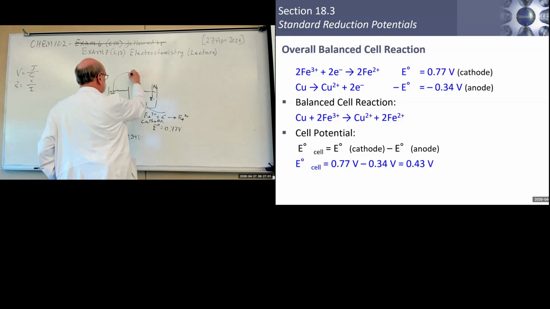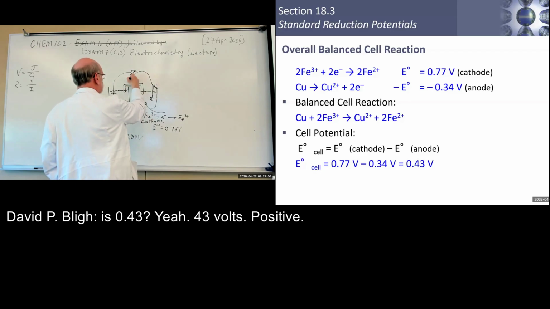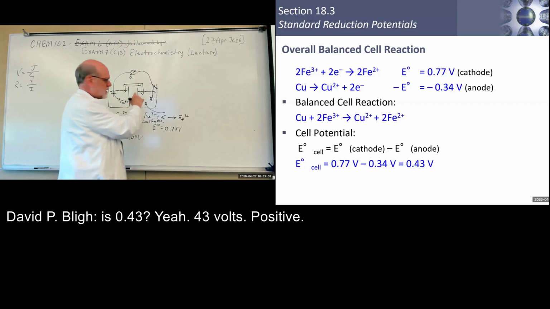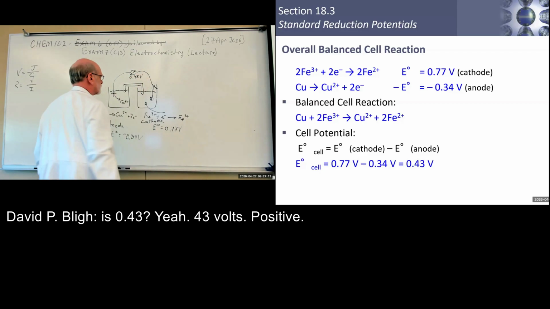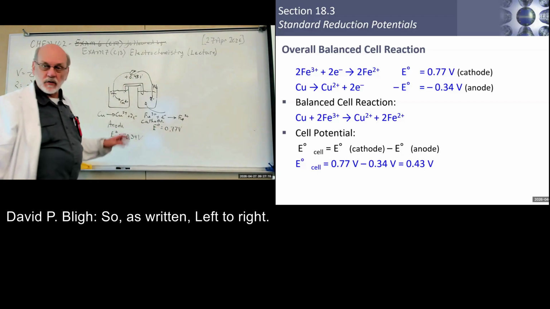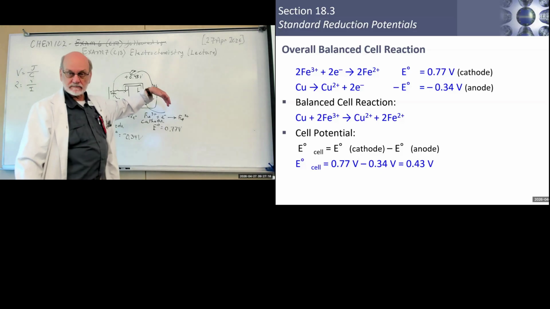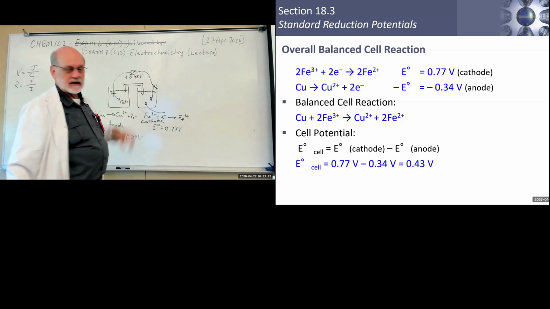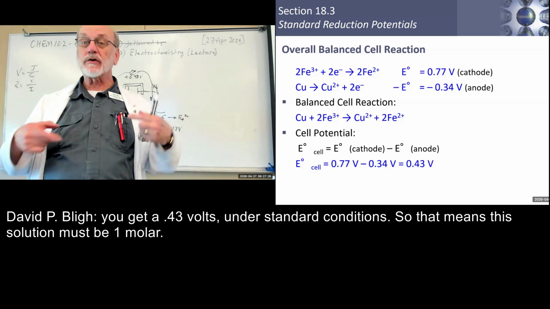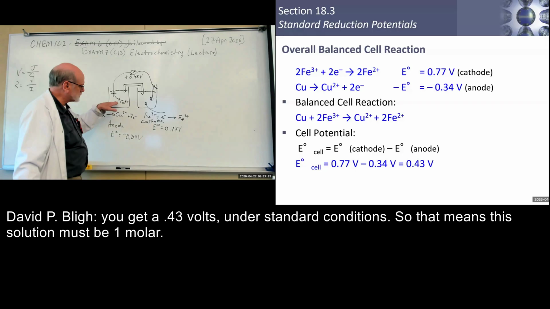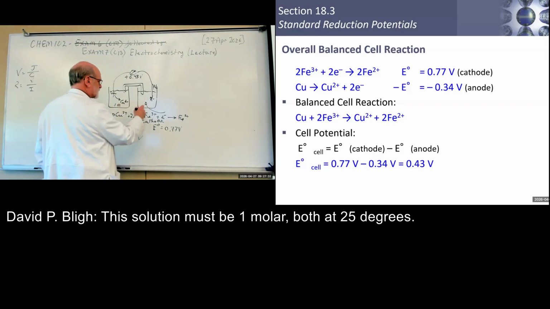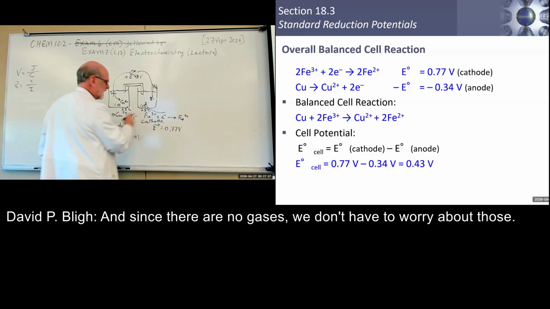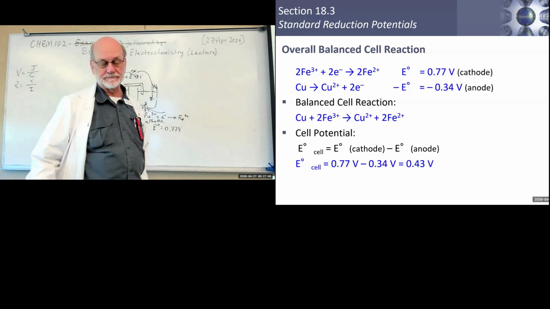So the voltage here is 0.43, yeah, 0.43 volts, positive. So as written, left to right, oxidation side to reduction side, you get 0.43 volts under standard conditions. So that means this solution must be 1 molar. This solution must be 1 molar, both at 25 degrees. And since there are no gases, we don't have to worry about those.